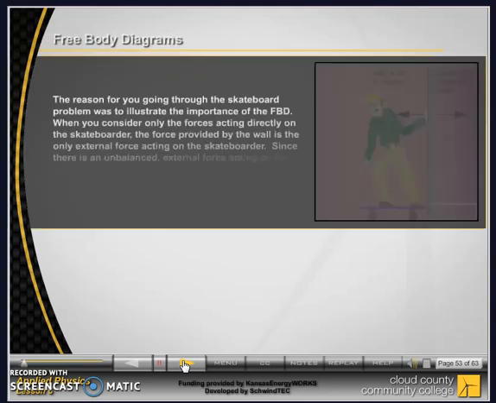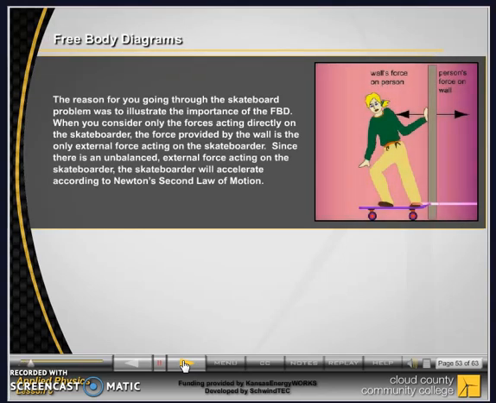The reason for you going through the skateboard problem was to illustrate the importance of the FBD. When you consider only the forces acting directly on the skateboarder, the force provided by the wall is the only external force acting on the skateboarder. Since there is an unbalanced external force acting on the skateboarder, the skateboarder will accelerate according to Newton's second law of motion.